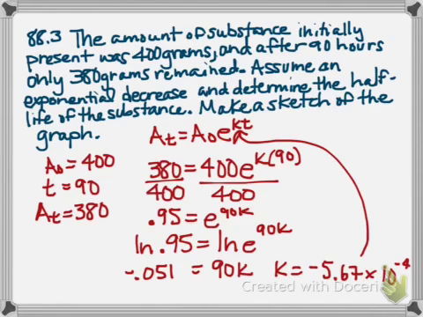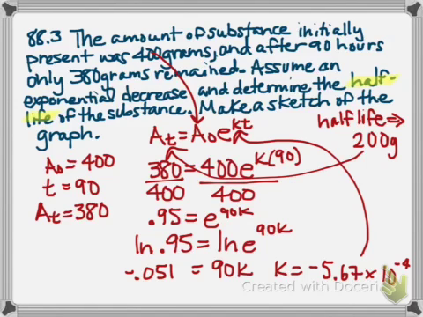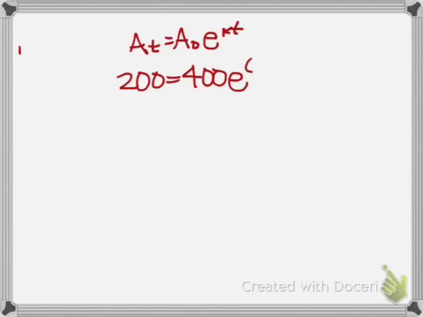Now it says we need to determine the half-life of the substance. So half-life is when you have half of what you started with. Well, we started with 400 grams, so half-life is when our amount is going to be 200 grams, because it's half of 400. So we'll take that 200 grams and plug it into a sub t. So 200 is equal to 400 times e to the k.